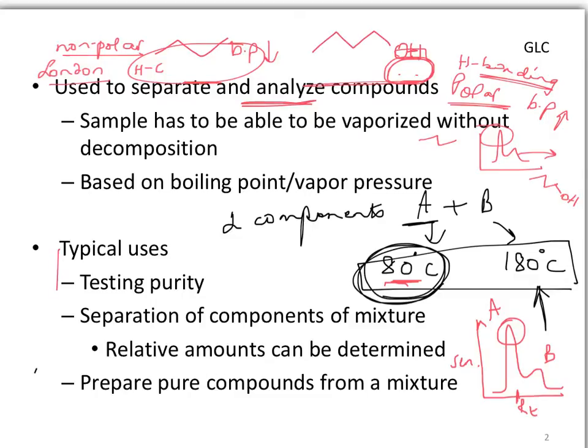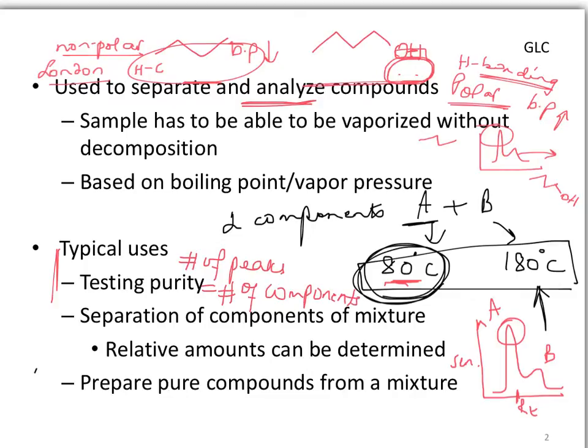Like it says here, a typical use would be to test the purity of a sample. You know nothing about the sample. You can simply run it on the GC, and the number of peaks that you get is going to give you the total number of components present in your mixture. That's pretty pertinent. Number of peaks is equal to number of components.